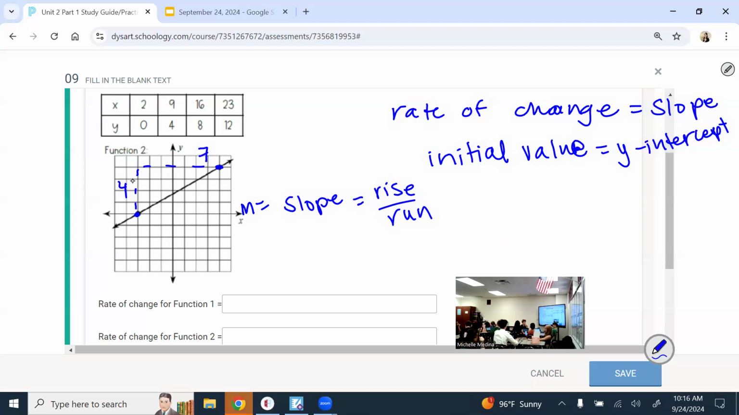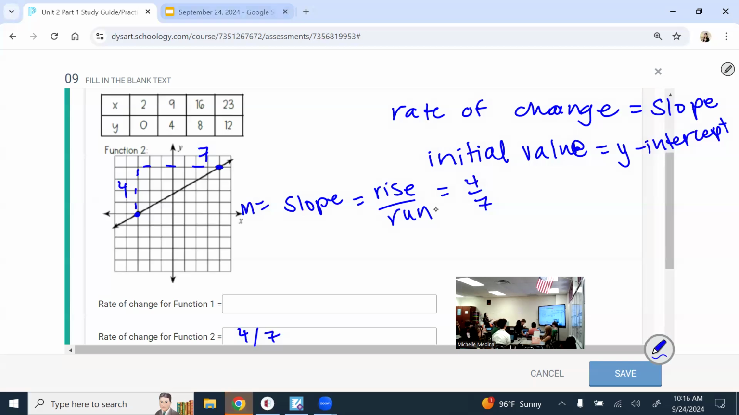So make sure when you're counting, here's, I guess, 0, you could say 1, 2, 3, 4, 5, 6, 7. So rise over run, and this is for function 2, is 4 over 7. I started with that one because this is more of what I'm seeing in the unit. Tables are still important though.